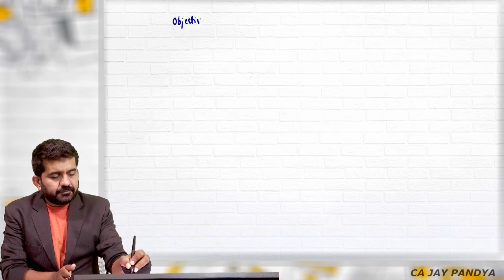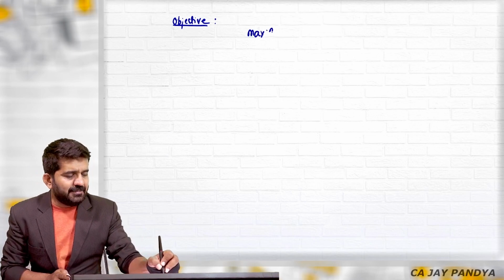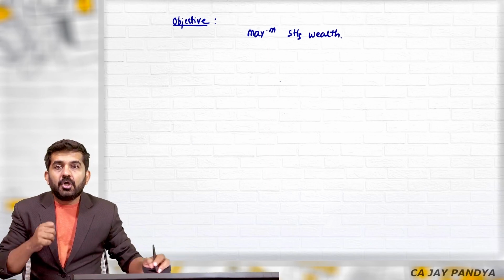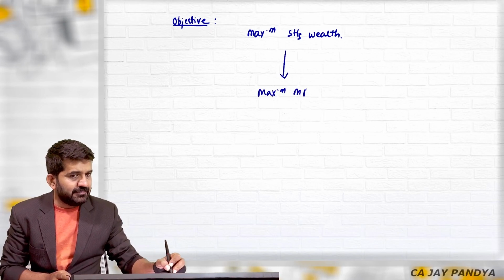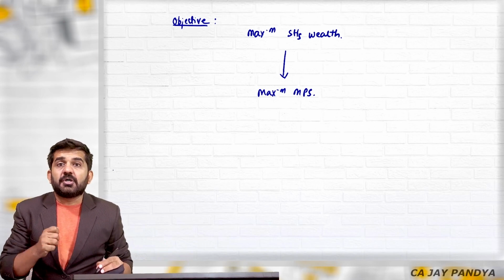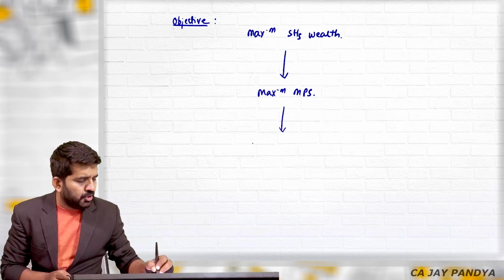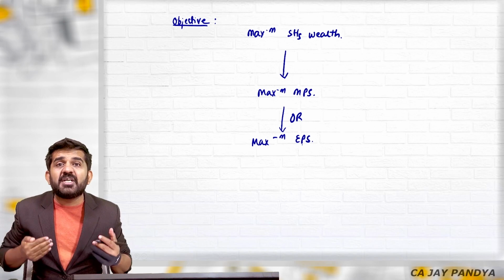Second point was, when we are taking a capital structure decision, what should be our objective? It should be the overall objective of finance, which is maximizing shareholders' wealth. And in short, we can say maximizing the market price of share. In some companies, MPS might not be available. They might not be listed in the market. And so it can also be maximizing earning per share. This is the objective of decision making.